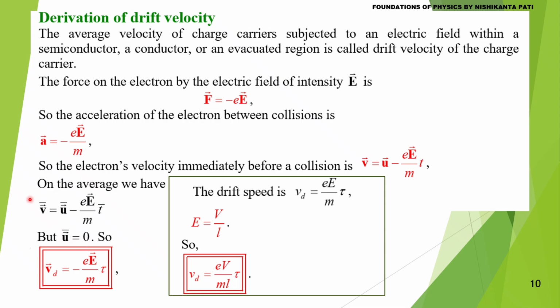v vector average is called drift velocity. t average, that is the average time between two collisions, is called mean free time or relaxation time. The symbol is tau. So tau is equal to t bar. The drift velocity formula is then minus e E vector by m times tau. The magnitude of drift velocity is called drift speed. v d equal to e E by m tau.